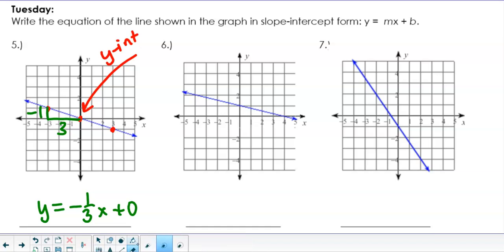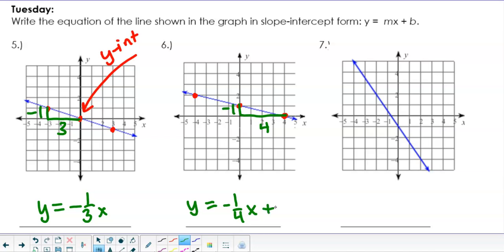That's a correct answer, but so is this. Question number 6. I found my y-intercept. Now I'm going to find some other perfect corner points. I'm going to draw that slope triangle. Again, it's going downhill 1 unit and running 4. So my slope will be negative 1/4 x, but my y-intercept this time was at positive 1.